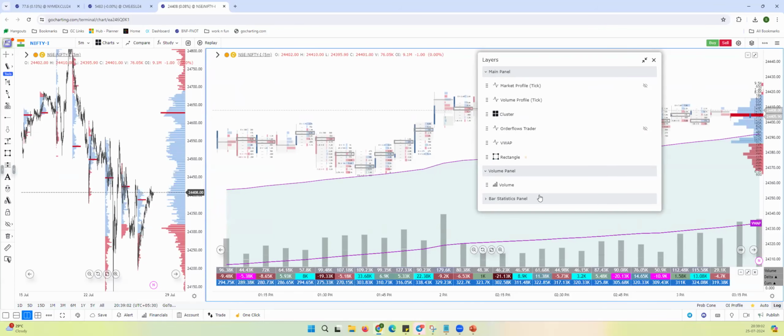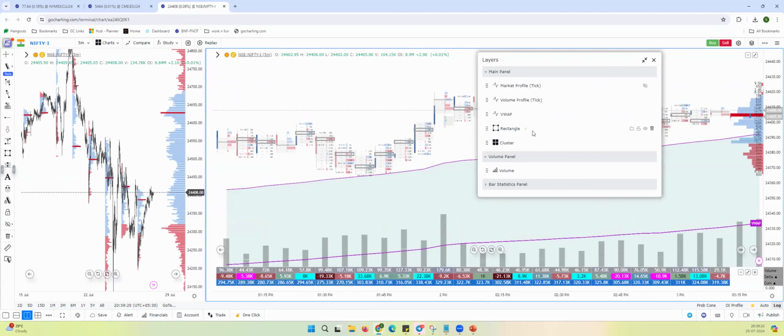For example, I want the charts above everything else, so I'll just pull the cluster at the top. If I want the charts to be seen above everything else, I pull the cluster at the top. This is at the top, this is at the bottom. Okay, that's how you see the order basically.